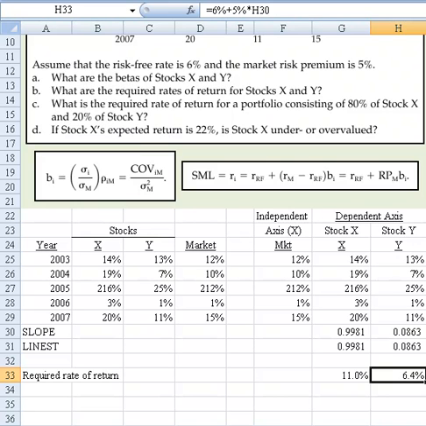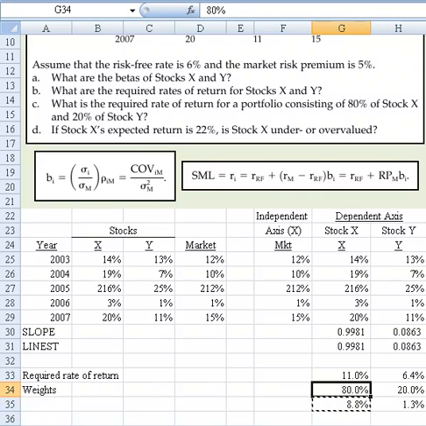Okay, then part C says, what's the required rate of return for a portfolio consisting of 80% of stock X and 20% of stock Y? Let's work that one. Okay, here's the easiest way I know how to do that. I dropped in the weights of 80% here and 20% here. Let's just multiply them then. The required rate of return of stock X was 11% times 80%. I can format this to something we can use. We'll just take it to one decimal place. And if I copy it here, I get 1.3.